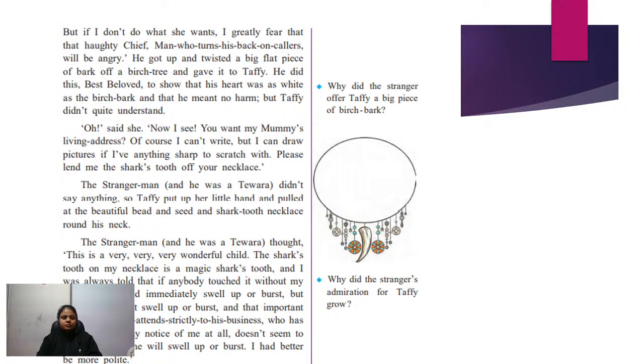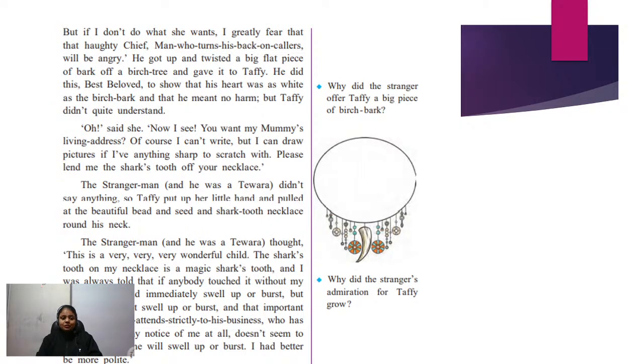He got up and twisted a big flat piece of bark of a birch tree and gave it to Taffy. He did this, best beloved, to show that his heart was as white as the birch bark and that he meant no harm, but Taffy did not quite understand. So we can see this is funny.